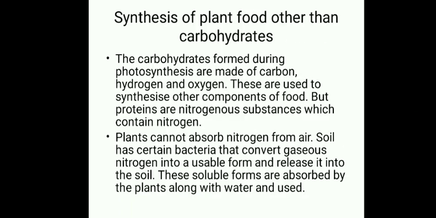Now, carbohydrates are formed through photosynthesis. What about the other nutrients? You have studied about fats, you have studied about proteins. Carbohydrates are formed of carbon, hydrogen, and oxygen. Other nutrients also use that carbon, hydrogen, and oxygen to be formed by the plants. So, fats are also composed of carbon, hydrogen, and oxygen. Proteins are also made up of carbon, hydrogen, and oxygen, but they also have nitrogen.